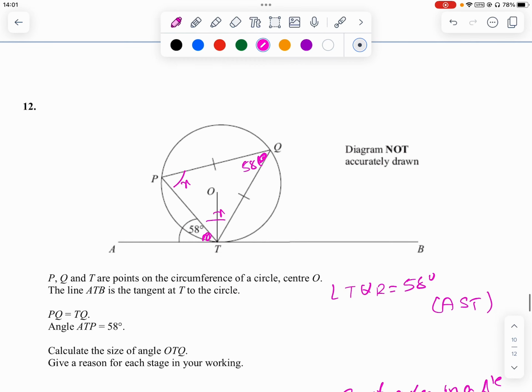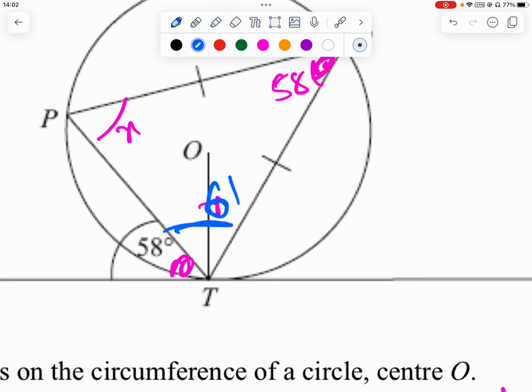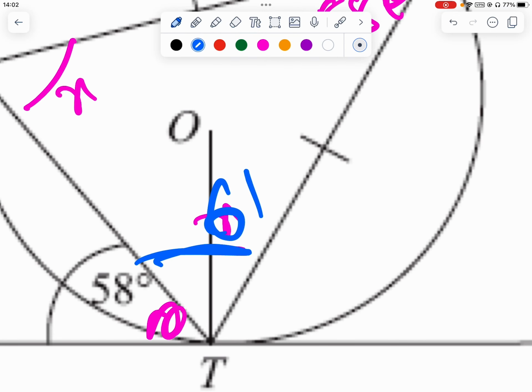Next, I want angle OTQ. So this particular angle is 61 degrees. So basically what is being asked? Angle OTQ means he's asking for this small angle. So we know that this total angle is 90 degrees, since the angle between the radius and tangent is 90 degrees.